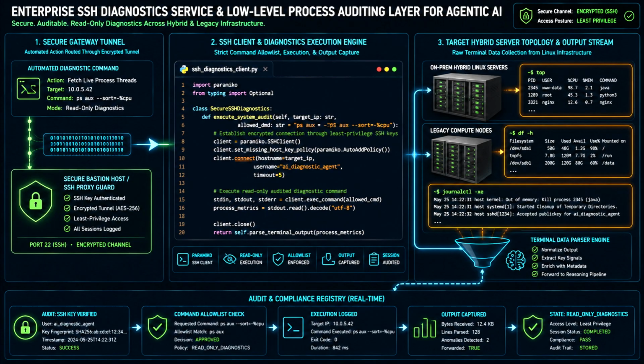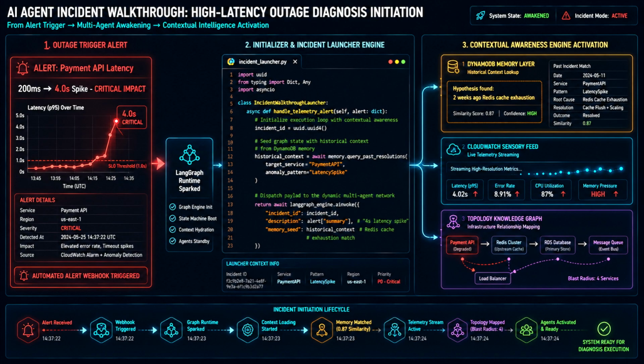In hybrid infrastructure environments, SSH tooling bridges AI reasoning with low-level operational visibility, giving agents deeper access to system internals during incident investigations. Now let us walk through a real incident to see how the entire system operates.